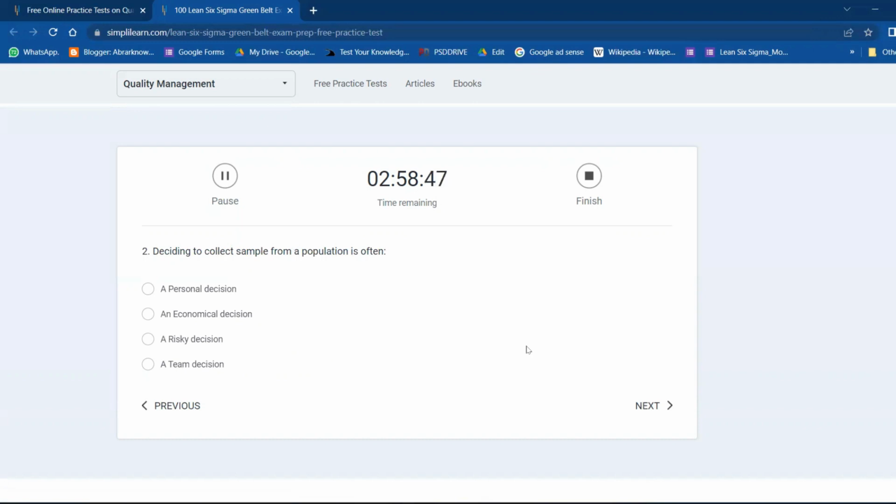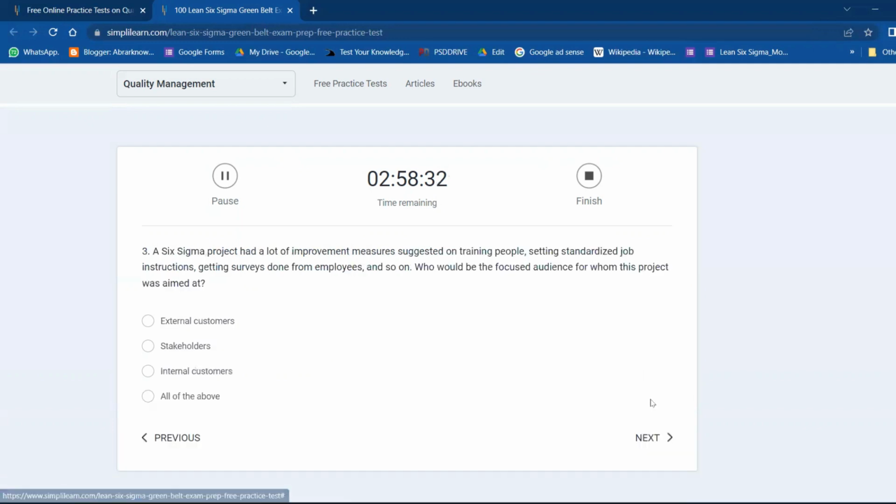When deciding to collect a sample from a population, it is always an economical decision, because it carries a 5% risk, and it's an economical decision.